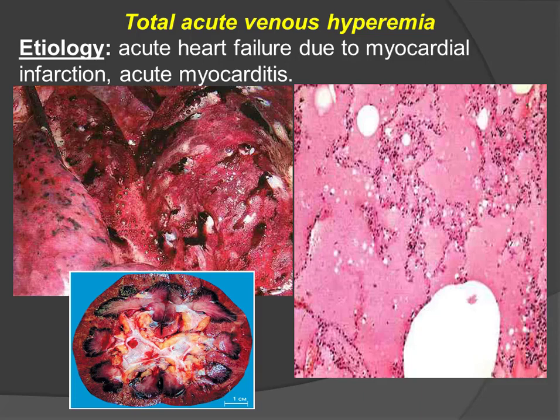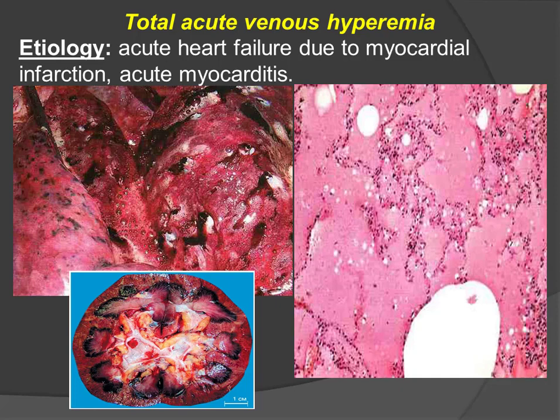And local venous congestion occurs due to the disturbance of the blood outflow through the veins as a result of thrombosis, compression, or embolism. Obstructive venous congestion occurs due to the closing of the lumina of the vein by thrombus or emboli.